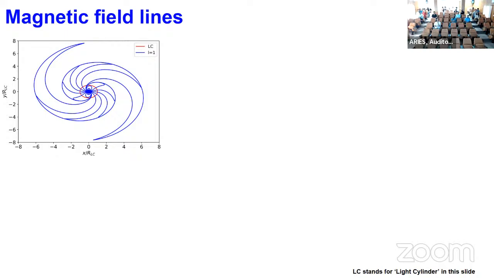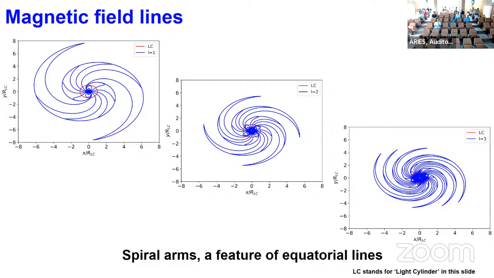So this is how we concluded that, okay, now we get the 2 spiral arms for dipole. This is good enough precision. Let's go ahead and do it for quadrupole and octupole. And you see the spiral arms for all different components, which is a feature of these equatorial field lines.